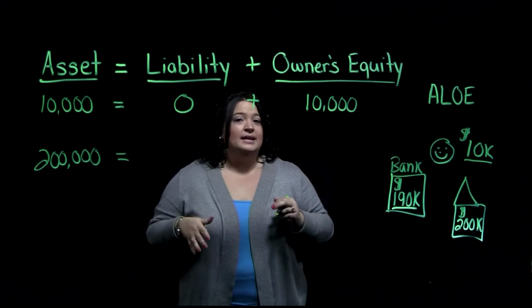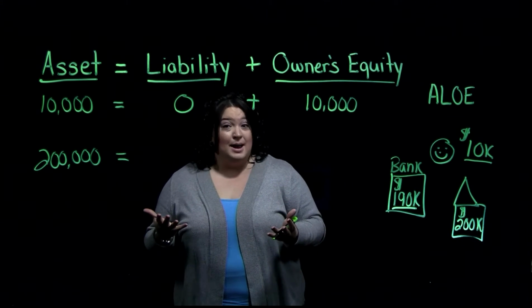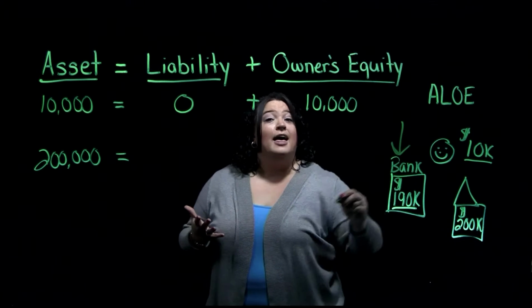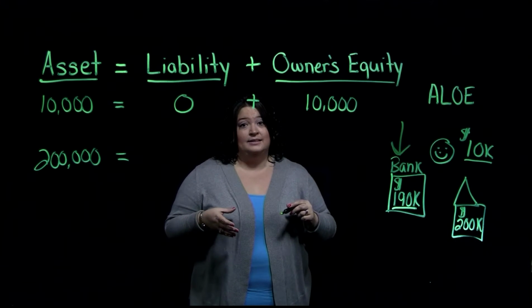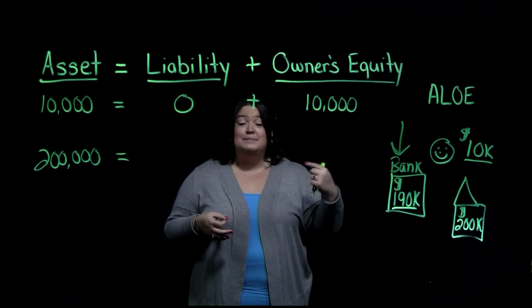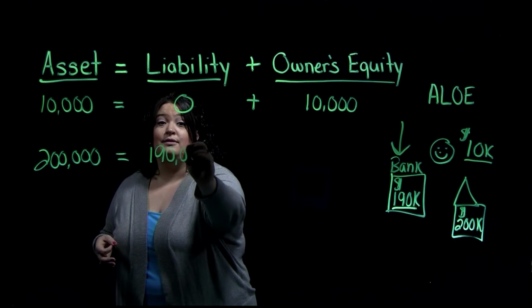Let's go to our liabilities. Remember, it's an IOU. If you borrowed money, I definitely borrowed money. And I borrowed money from the bank. And they are going to want their money back. I owe the bank $190,000. That's my liability. And therefore, it goes under the liability heading.